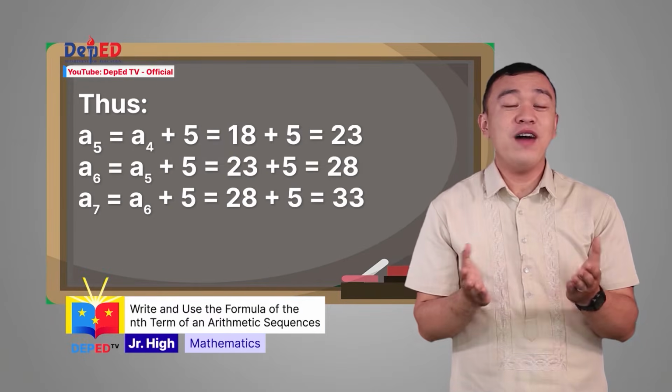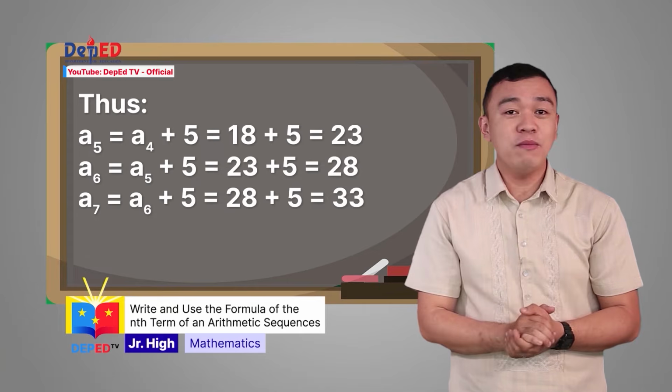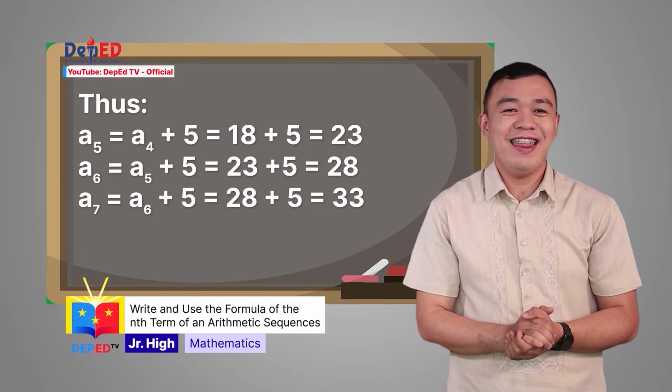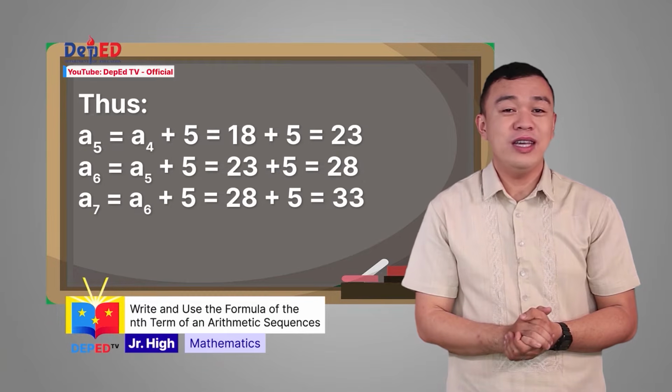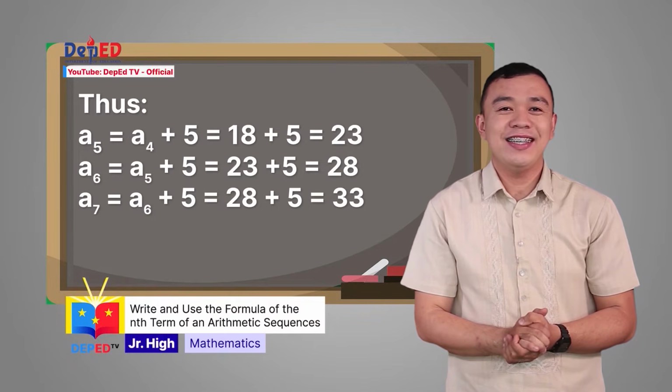Thus, a sub 5 is equal to the sum of the fourth term plus the common difference. That's a sub 4 plus 5, which is equal to 18 plus 5, which is equal to 23. A sub 6 will be equal to 23 plus 5, that is equal to 28. And a sub 7 will be equal to 28 plus 5, and that is equal to 33.